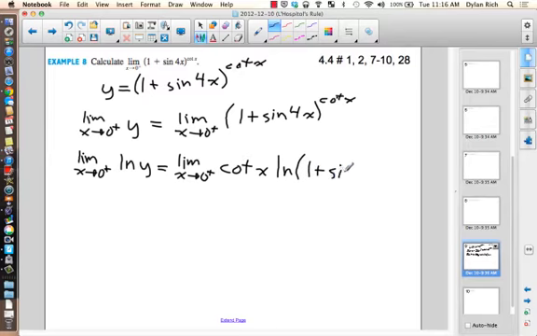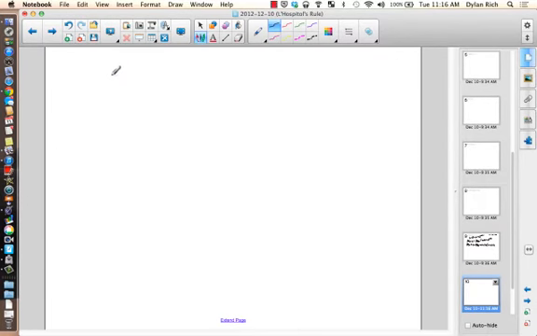Wait, so would you be adding the limit as x approaches 0 of cotangent of x? Say again? Why are you multiplying and not adding? Because when you're adding natural logs, that's multiplication. Let me add another page here. The natural log of x to the power of y is equivalent to y times the natural log of x. Do you want me to prove that to you? No, I believe you.